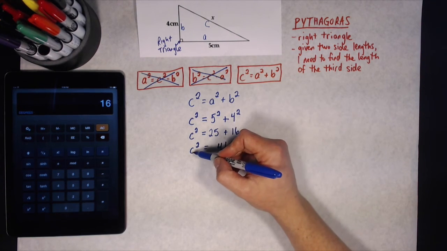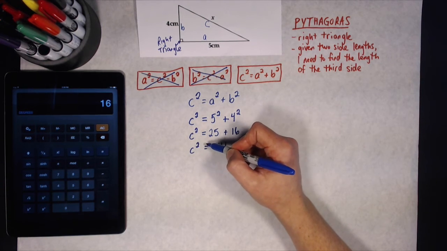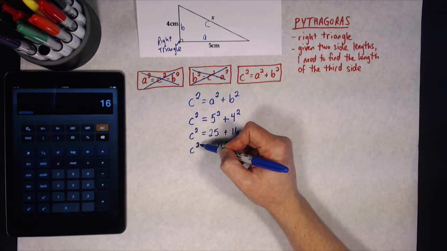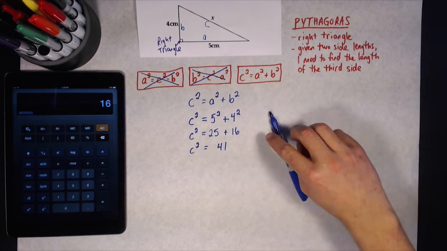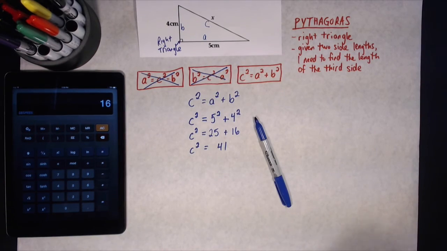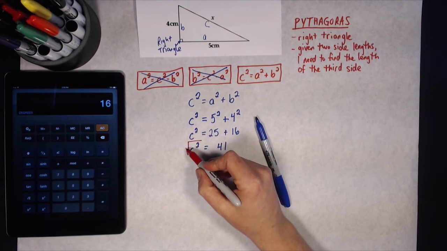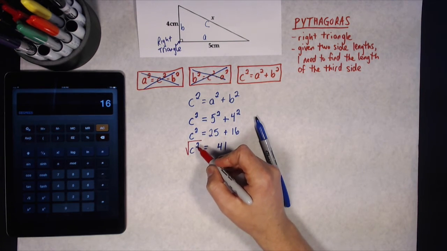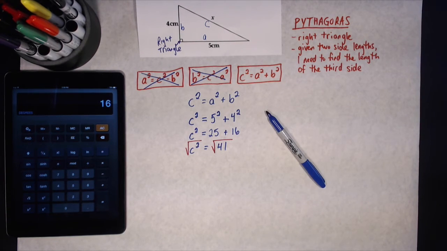And notice here I don't have c isolated yet, which means I don't have an answer for c. What I have is c squared equals 41. I have to get rid of this squared. And to get rid of squared, I have to do the square root. Whatever I do on one side, I do on the other. So here, I take the square root of c squared, which will leave c by itself. The square root and the squared cancel out. But if I do square root over here, I've got to do square root over here.